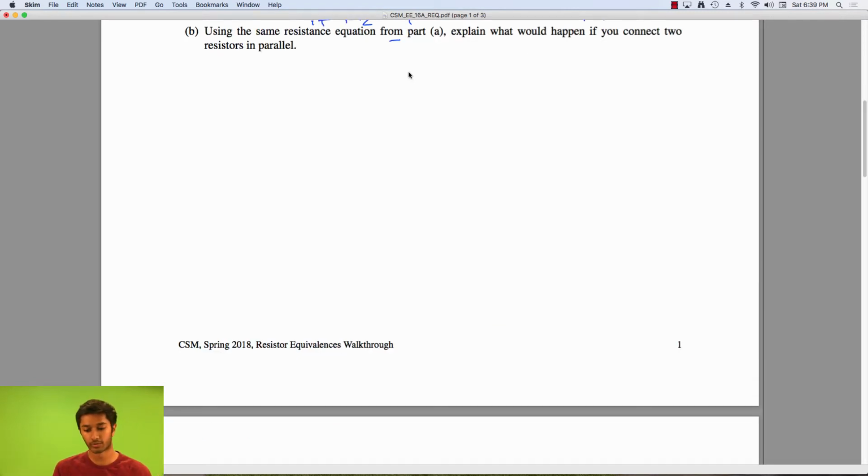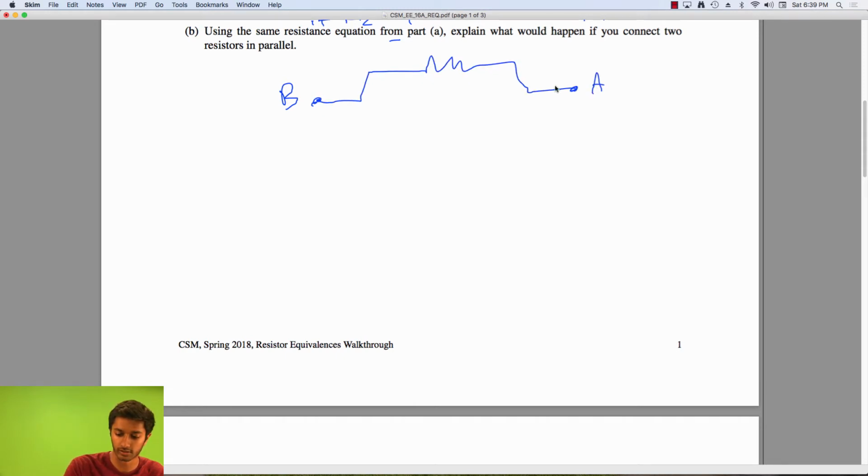Okay, so for part B, we want to see what happens when we connect two resistors in parallel. So let's start by drawing this out again. So here we have our node B, and this splits into here, and that connects to node A. Then we have this, and we can label these once again R1, R2, and we start with some current I, and since it splits here, we have some current I1 going into resistor 1, and some current I2 going into resistor 2.